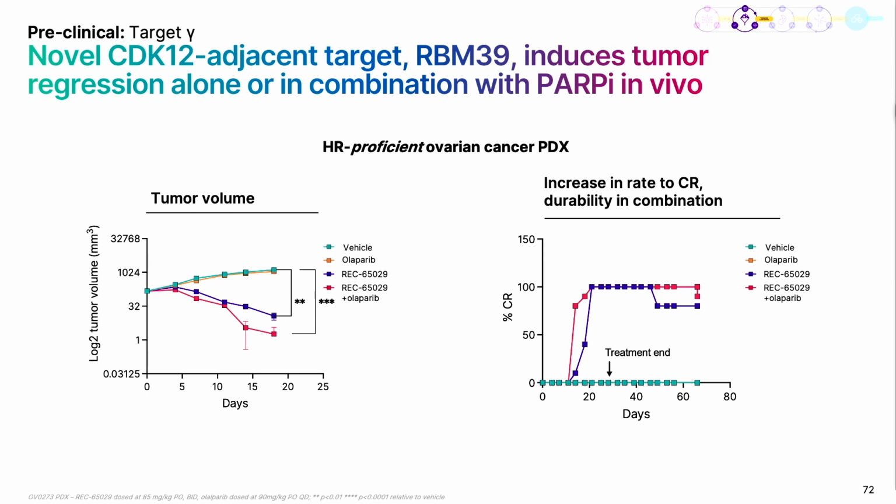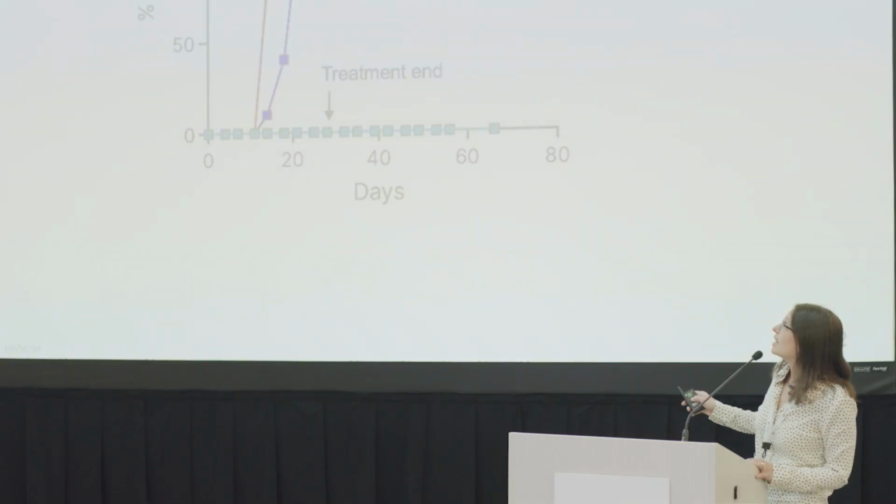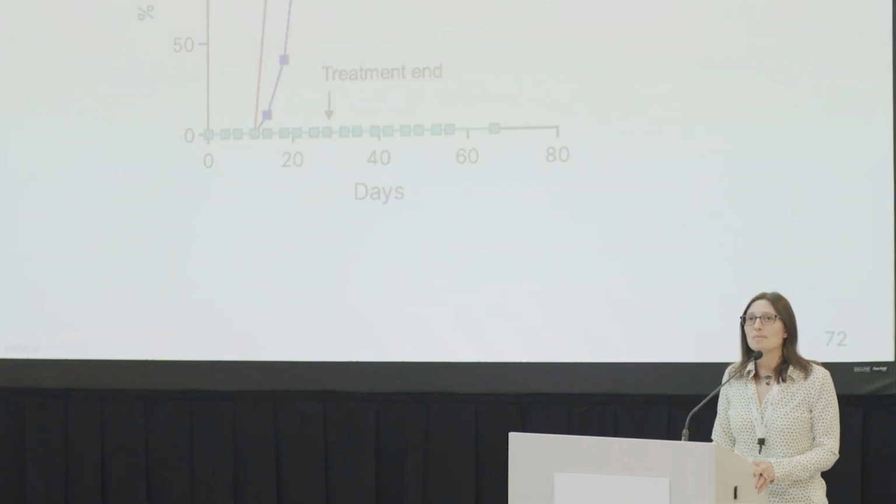We were really excited to see that our compound alone showed very significant effects. And when you give it in combination with the PARP inhibitor, olaparib, you can see even increased efficacy in that model. If you look over here, on this side, you can actually see a very significant, faster rate to complete responses in the combination versus the single agent alone, and a durability of the response in the combination versus the single agent alone. But it is exciting that we saw single agent efficacy for this molecule as well.